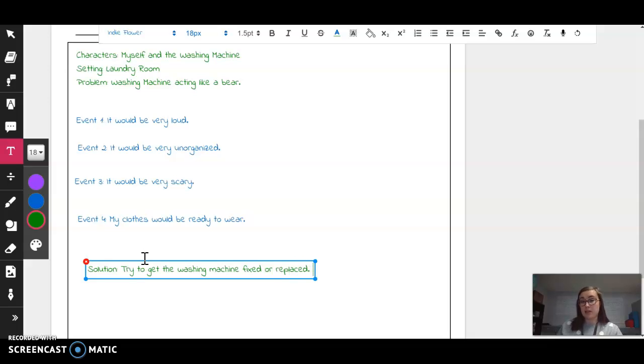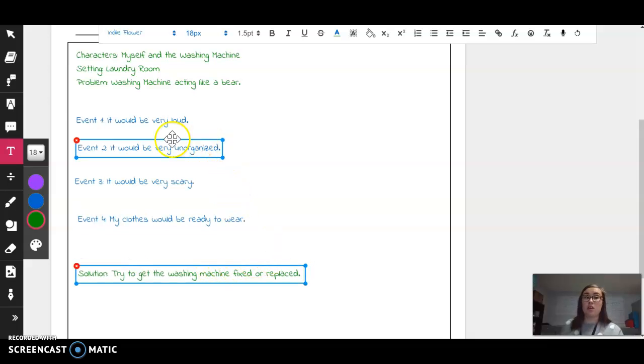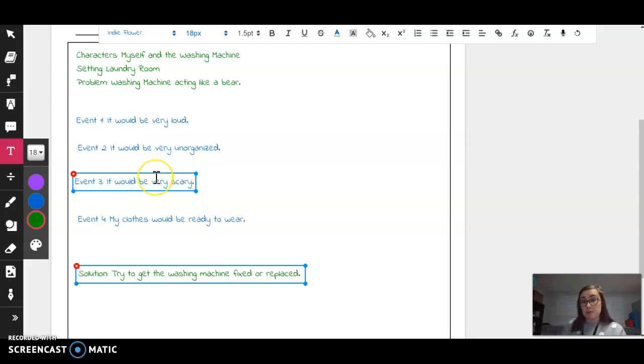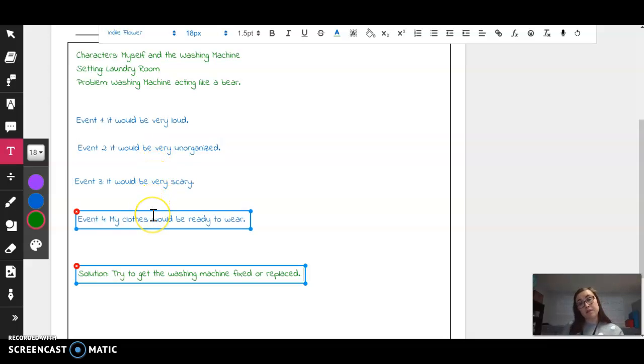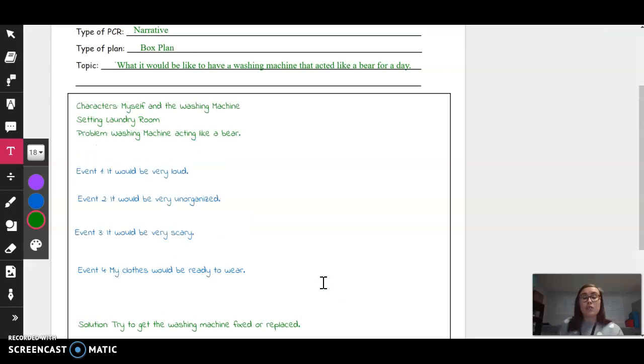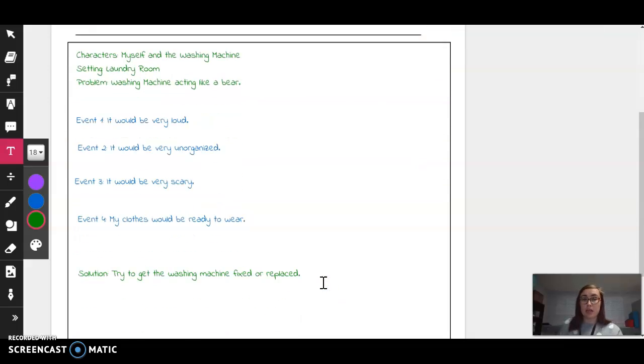Because if it was acting like a bear, I would want to get it fixed or replaced because of all these reasons. It would be very loud, it'd be very unorganized, it'd be scary, but the only benefit to having a washing machine that acted like a bear would be that my clothes would be ready to wear. So that concludes your plan. Very easy, very simple.